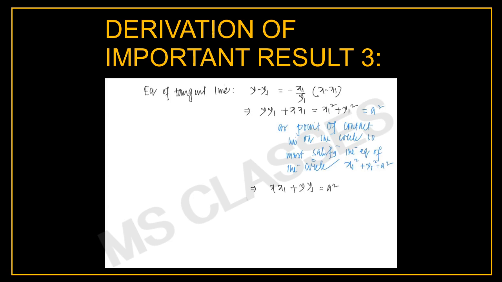Now, how to remember? For remembering, it is very simple. The equation was x square plus y square equal to a square. Just break that x square as x into x1, and split up the y square as y into y1, equal to a square. So that is how we have got the equation of tangent.